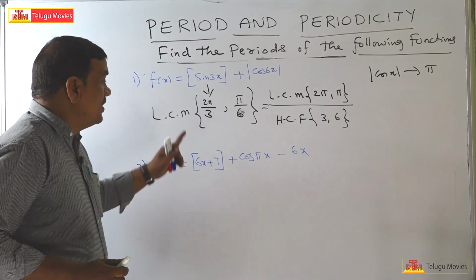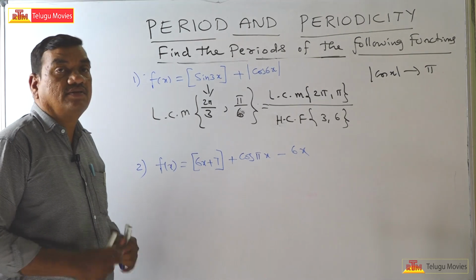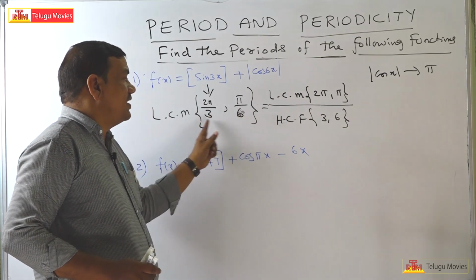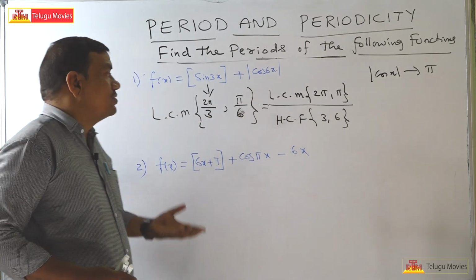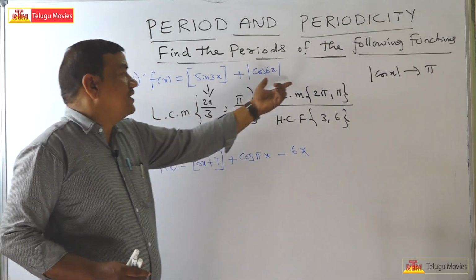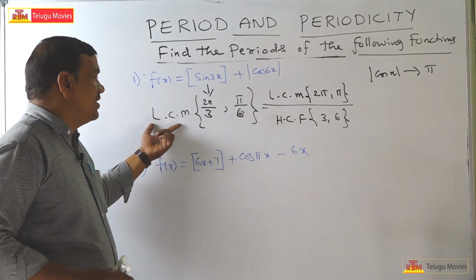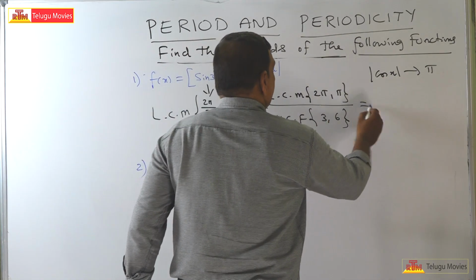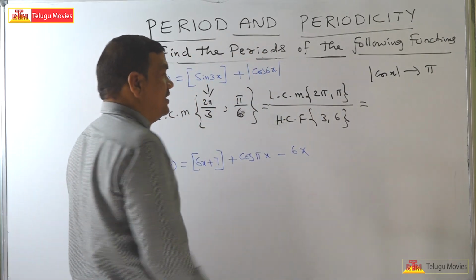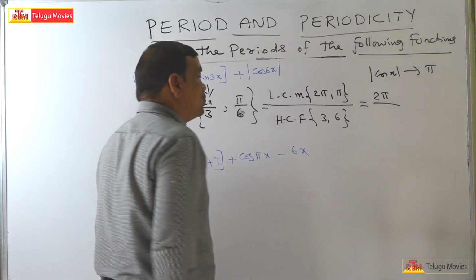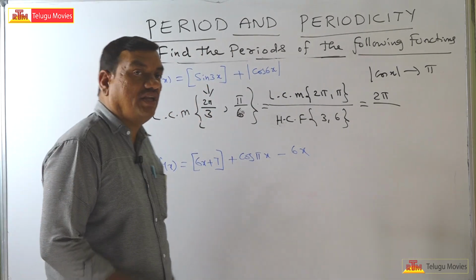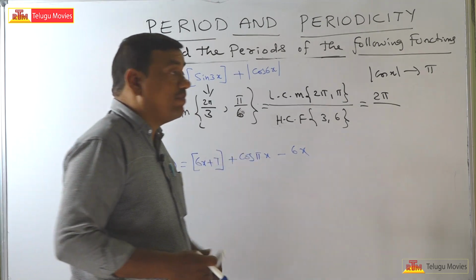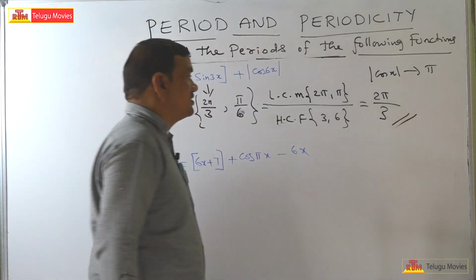Understand? Whenever you get this type of fraction, first find the LCM of the numerators and the HCF of the denominators. So the answer is LCM by HCF. What is the LCM of 2 pi comma pi? It is 2 pi. The factors of 3 are 1, 3. The factors of 6 are 1, 2, 3, 6. The highest common factor is 3. So 2 pi by 3 is our answer.